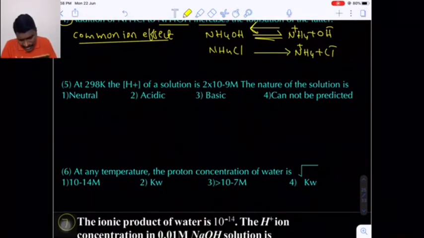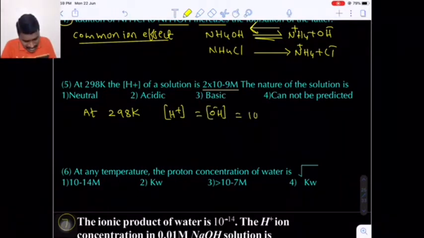Okay. Now the fifth question, at 298 Kelvin, H plus ion concentration is given as 2 into 10 raised to minus 9 moles per liter. Then what is the nature of the solution? Do you know? At 298 Kelvin temperature, the H plus ion concentration is equal to the OH minus ion concentration, which is equal to 10 raised to minus 7 moles per liter. This is for a neutral solution.